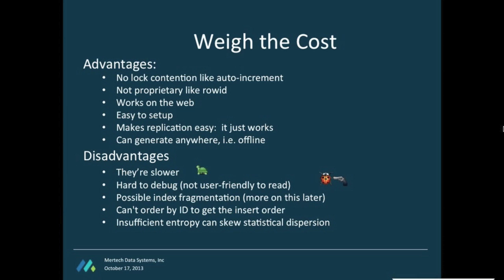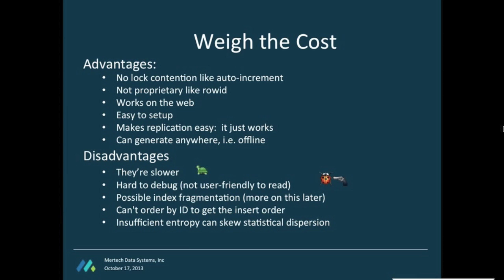The next item here is possible index fragmentation. And we're going to go into that in more detail. Actually, we're going to spend quite a bit of time on that item. And then you can't order by ID. Basically, if you're using fully randomized UUIDs, the order that rows are put in is not going to be like it would be in a sequence, where it's just an incremental number.